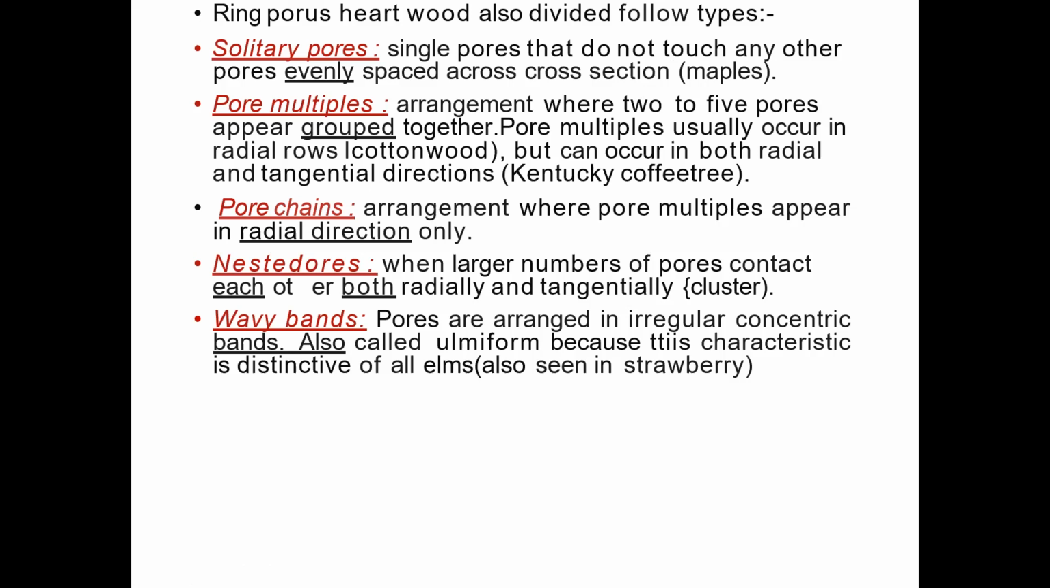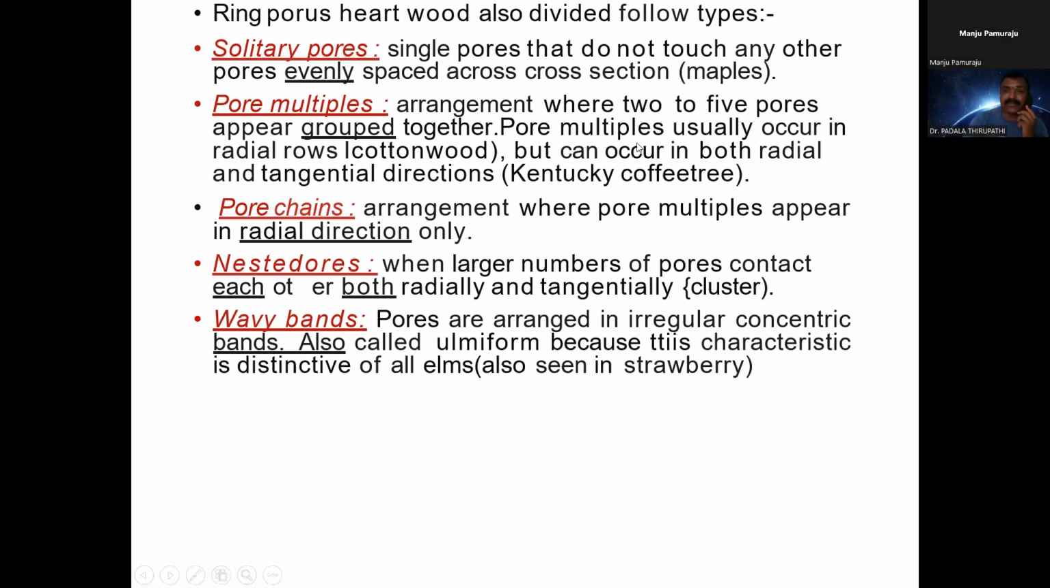Vessels are free. So pore multiples: here the arrangement where 2 to 5 pores appear grouped together. So here the pores are arranged in groups. The pore multiples usually occur in radial rows. An example for this is cottonwood, but they can occur in both radial and tangential directions. So pore chains: here the arrangement where pore multiples appear in the radial direction, so they are arranged in chains.